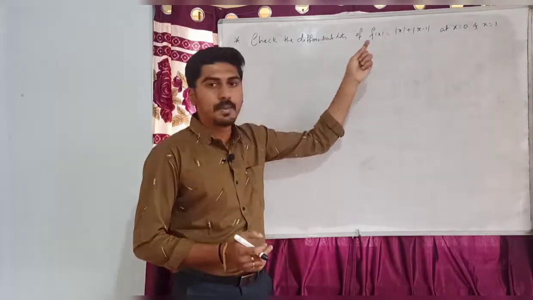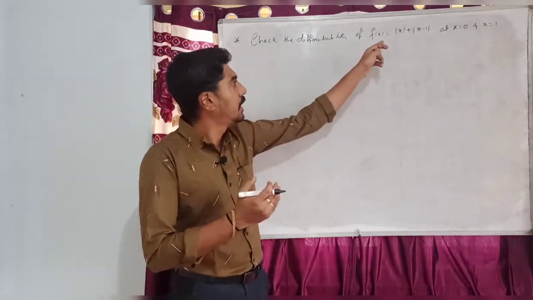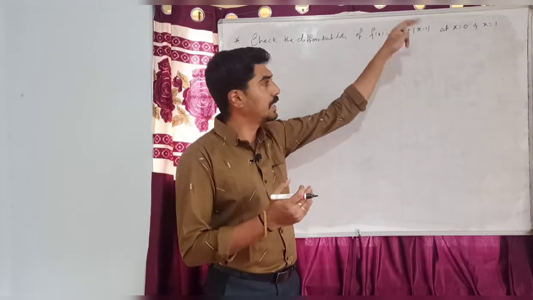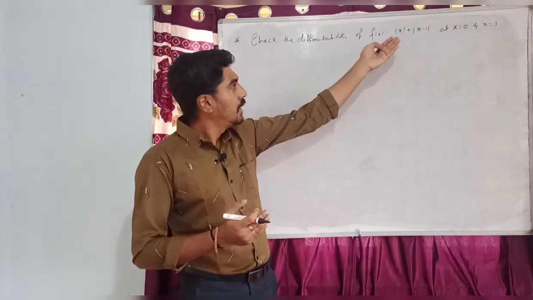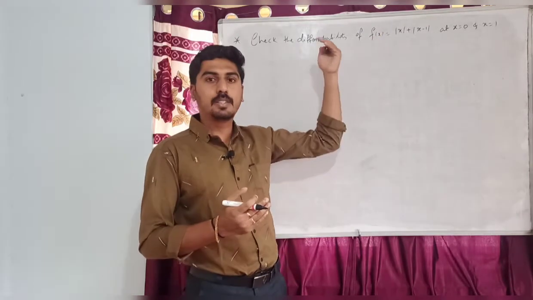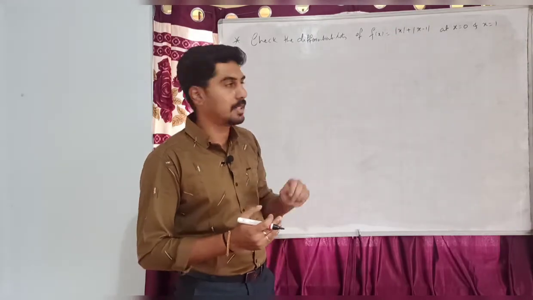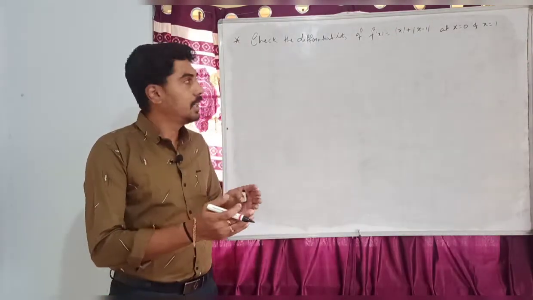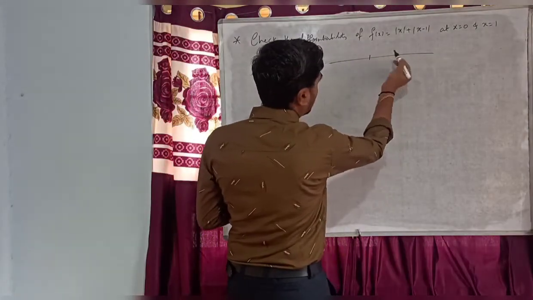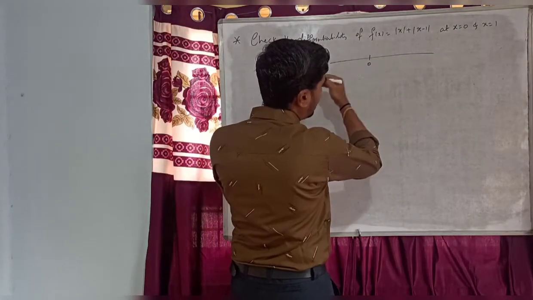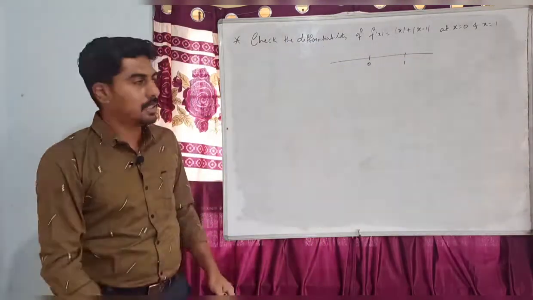The mod x is defined as minus x whenever x is less than 0 and equal to x when x is greater than or equal to 0. Similarly, the mod x minus 1 is defined as x minus 1 when x is greater than or equal to 1 and minus of x minus 1 when x is less than 1. So let me divide it into three cases: when x is less than 0, when x lies between 0 and 1, and when x is greater than 1.